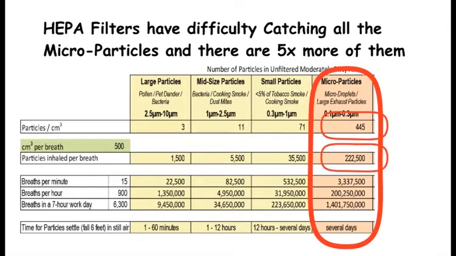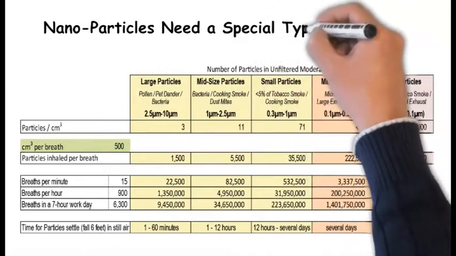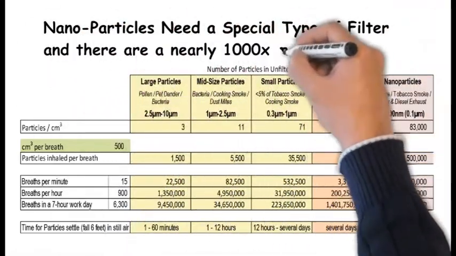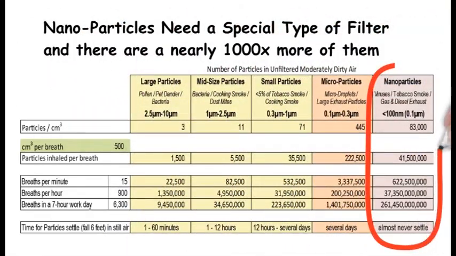So there are 222,500 microparticles in every breath you take. Nanoparticles need a special type of filter, and there are nearly 1,000 times more of them. That's about 83,000 nanoparticles in every cubic centimeter, or 41,500,000 nanoparticles in every breath you take.